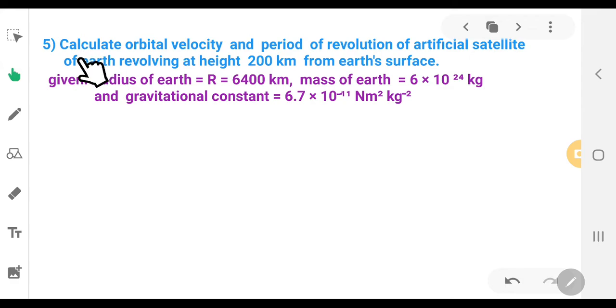The question is, calculate orbital velocity and period of revolution of an artificial satellite of Earth revolving at a height of 200 km from Earth's surface.